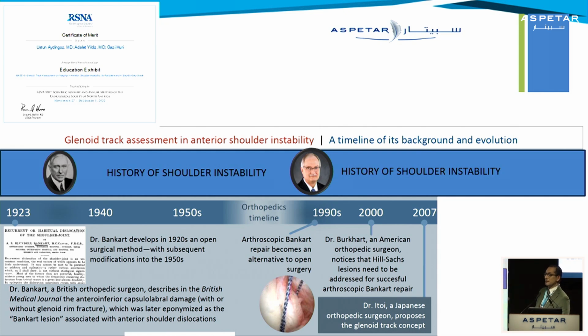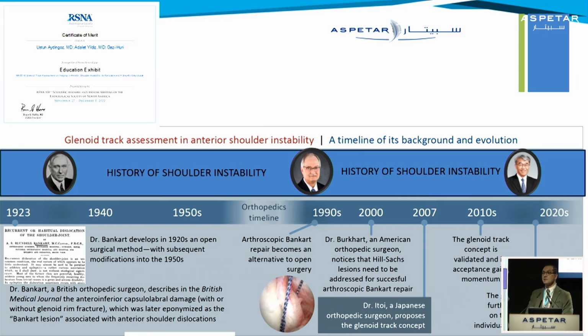until Dr. Burkhart described a new concept of Hill-Sachs lesions, what happens on the humeral side after shoulder instability, and he is also one of the pioneers of arthroscopic shoulder Bankart repair. So literally, Bankart first described the glenoid side of the instability, and then Burkhart described the humeral part, and in 2007, Dr.